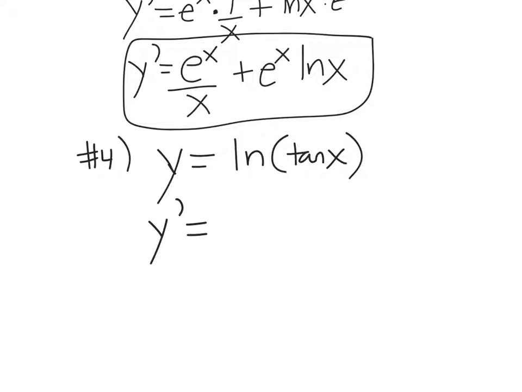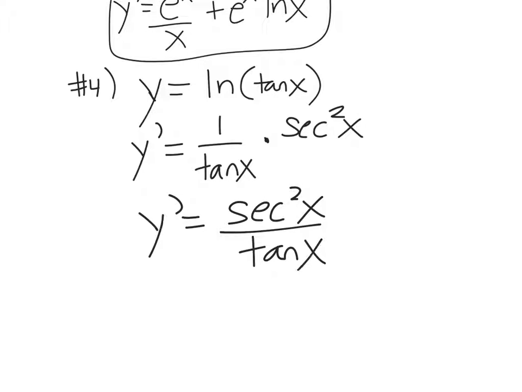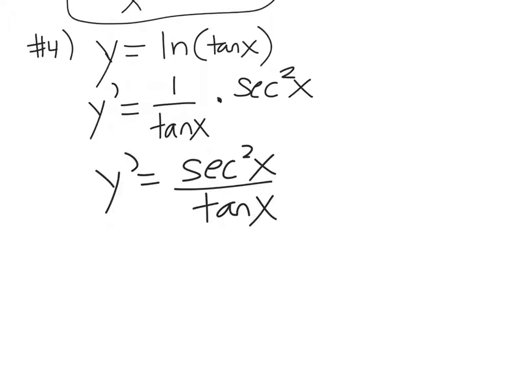All right, we have an outer function and an inner function. Our outer function is natural log. So we're going to do 1 over tan x times secant squared x. We have to check. So this is secant squared x over tangent x. Can we simplify that? Probably. Maybe. Let's check.